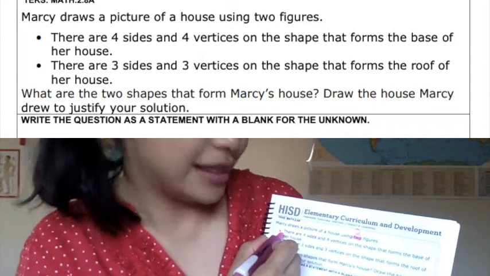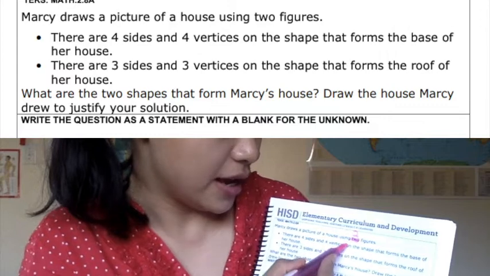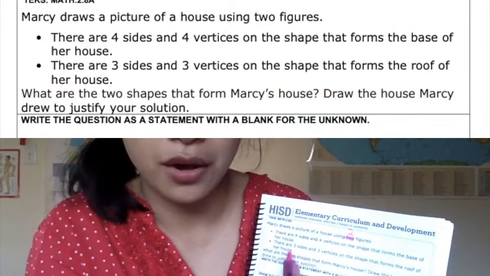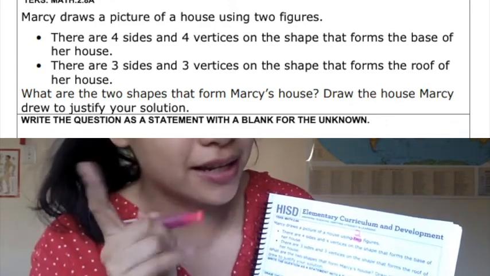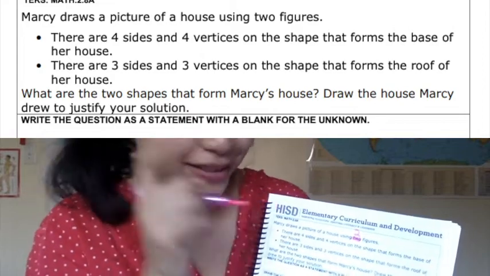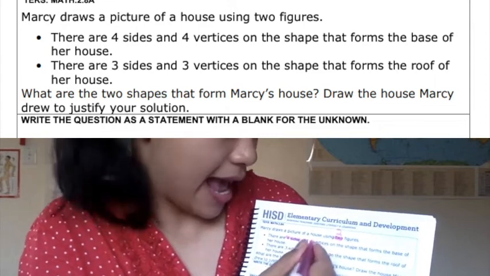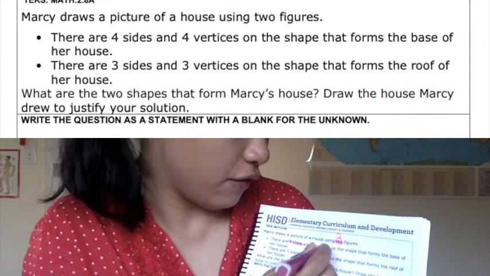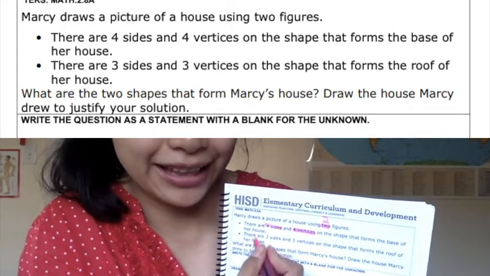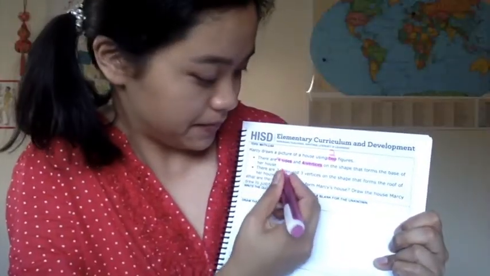Now let's read the first line. There are 4 sides and 4 vertices on the shape that forms the base of the house. What is the key word in this sentence? Take a second and note them down. I will reveal in 1 second. Alright, we have 4 sides and 4 vertices. That's the key word. Now, if you could, highlight the keyword in the second sentence on your own, and then check with my answer.